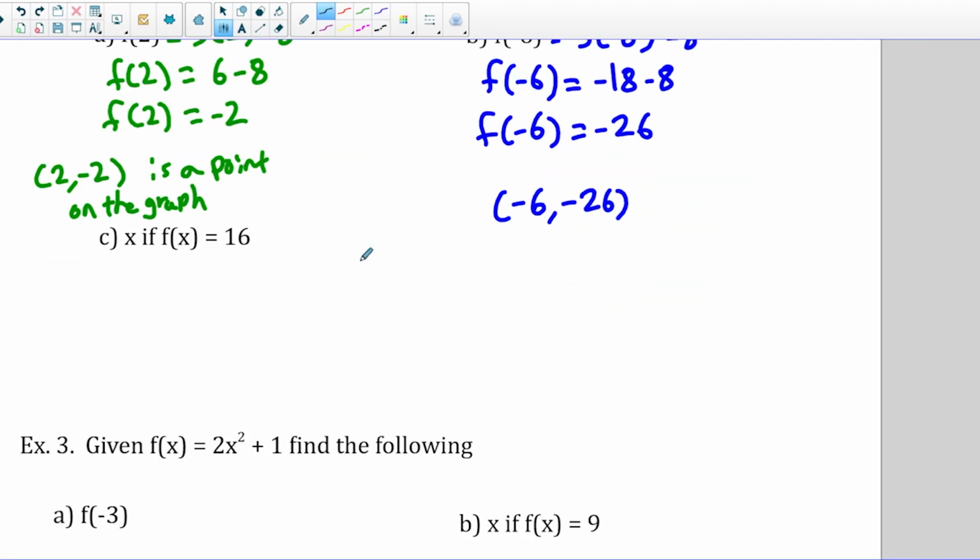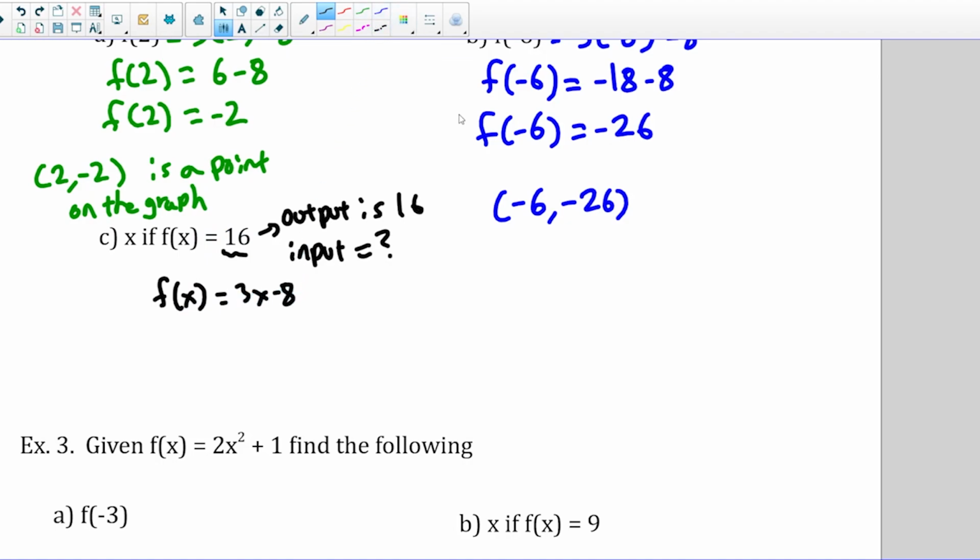Now C is actually the reverse of what we've been doing. Here it says we need to find x if f of x is equal to 16. Well, what that means is that we're given the output. The output is 16. Our input is what we're trying to find out. So if we're comparing f of x is equal to 16, we also know that our original function was f of x is equal to 3x minus 8. Well, f of x is equal to 16, but f of x is also equal to 3x minus 8.